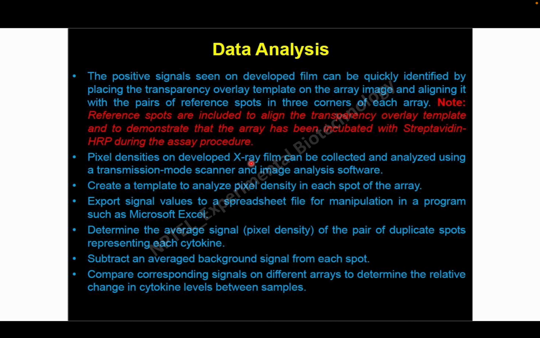Pixel densities on developed X-ray film can be collected and analyzed using a transmission mode scanner. Create a template to analyze pixel density. Export signal values to a spreadsheet file for manipulation in a program. Determine the average signal of the pair of duplicate spots. Subtract an average background signal from each spot. Compare corresponding signals on different arrays to determine the relative change in cytokine levels between samples.